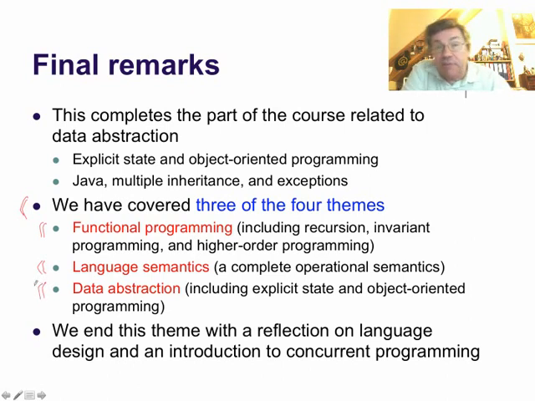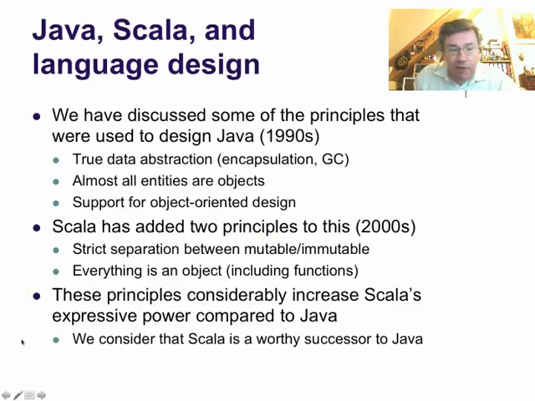The third theme is data abstraction. So we've given a broad and deep account of the different forms of data abstraction: objects, abstract data types, stateful, stateless, the role of state, and also how object-oriented programming builds on this. So let me now end the third theme on data abstraction with a reflection on language design, and let me then introduce the final 4th theme.